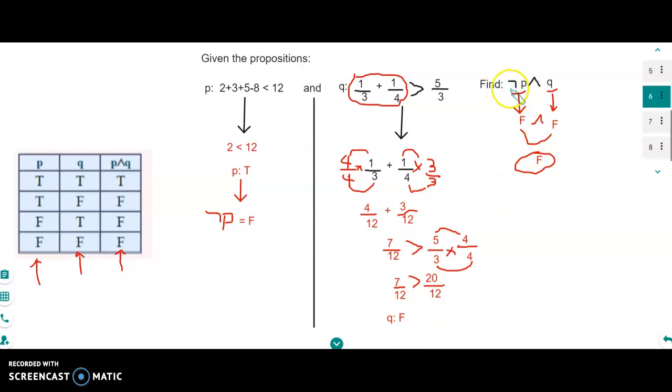So finally, we have to find the denial of P, negation of P. If P is true, the negation of P is false. And we use the truth table to compare false and false, that makes false. All right? Okay, guys, very good.